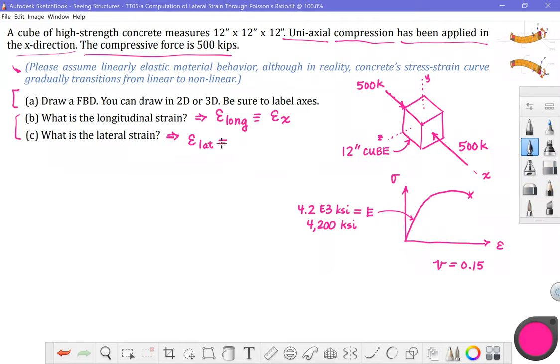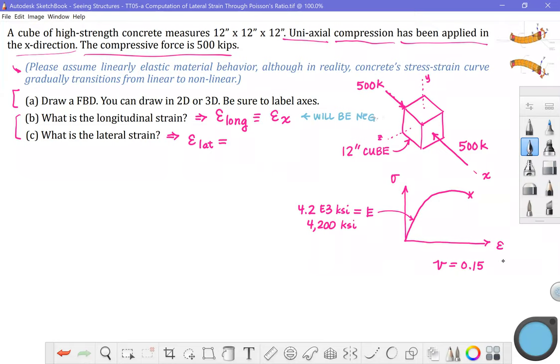And these lateral strains correspond to the other two directions. So we know that when we push on this cube of concrete in the x direction, it's going to get shorter in the x direction. So maybe I'll just make a note here. We expect this will be negative.